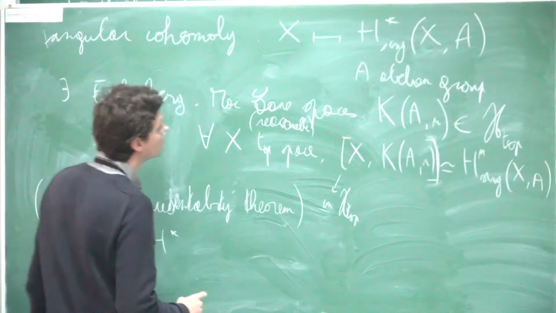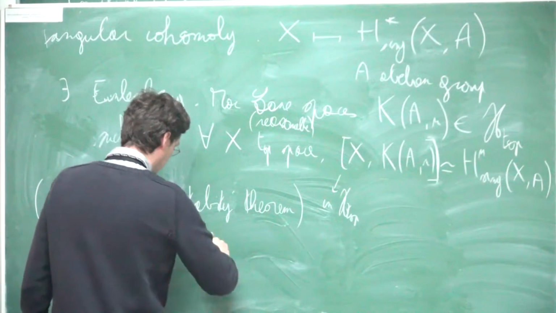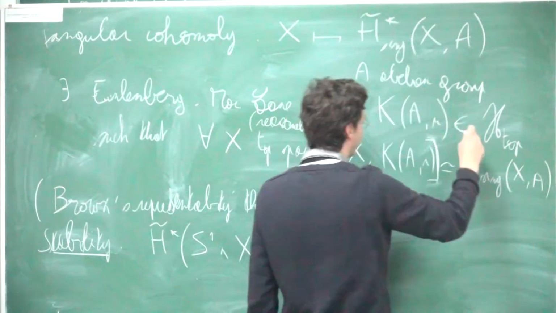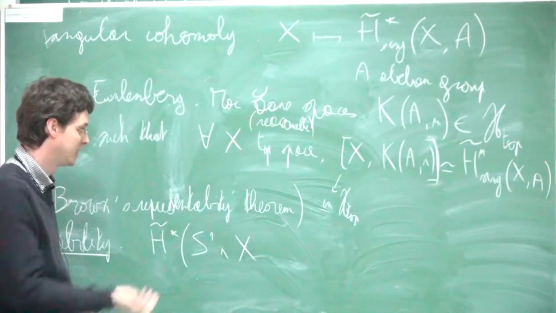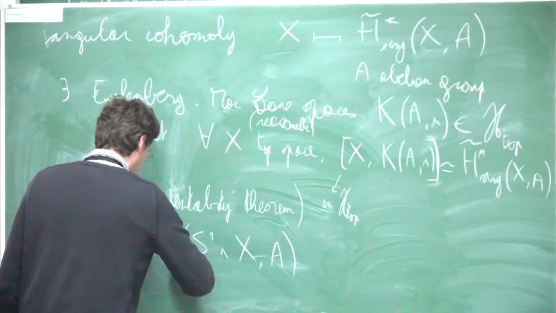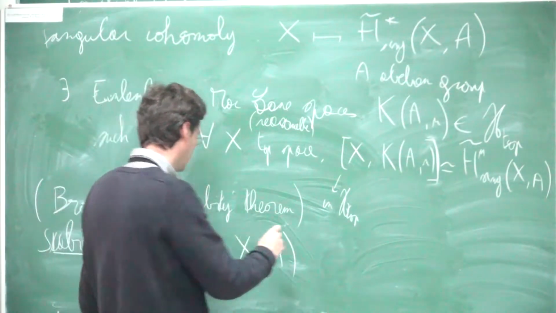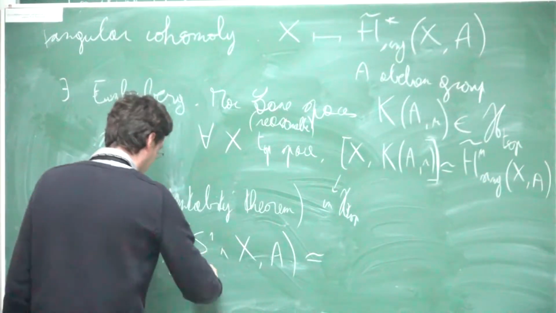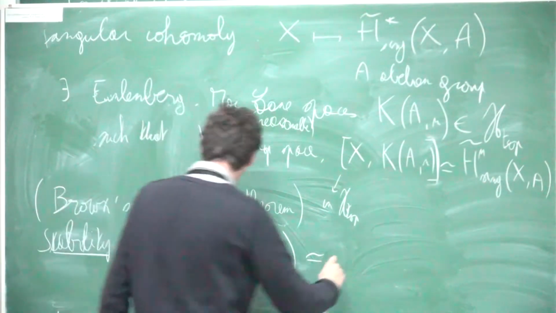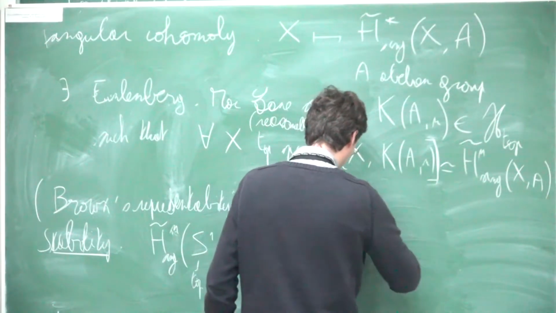Now I take X to be a pointed space. Sorry, I should put a tilde, this is reduced cohomology theory. It is well known that reduced singular cohomology theory satisfies this stability property. The cohomology in degree n of S^1, the topological circle, smash X, is isomorphic to the same cohomology in degree n-1 of X.